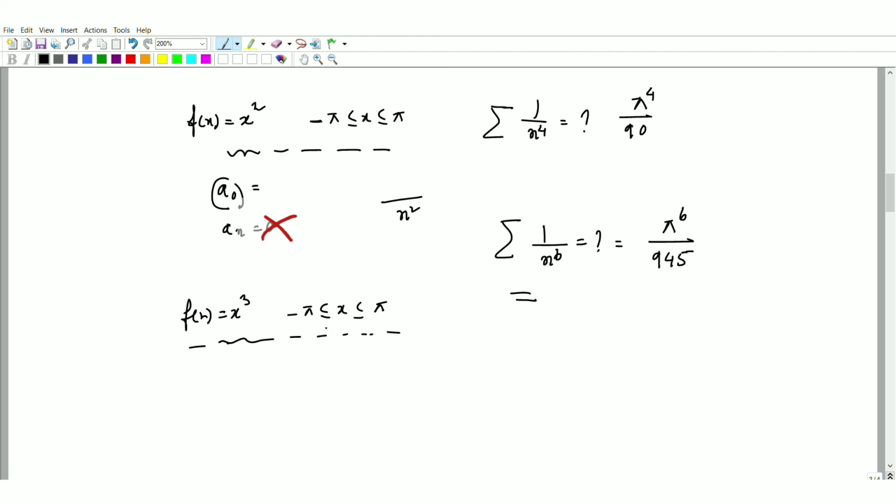And I will do this thing in the next video, but from your side also you can try. Okay, so today we have discussed how we can use Parseval's identity to find these familiar infinite series summations. Okay, so thank you very much.